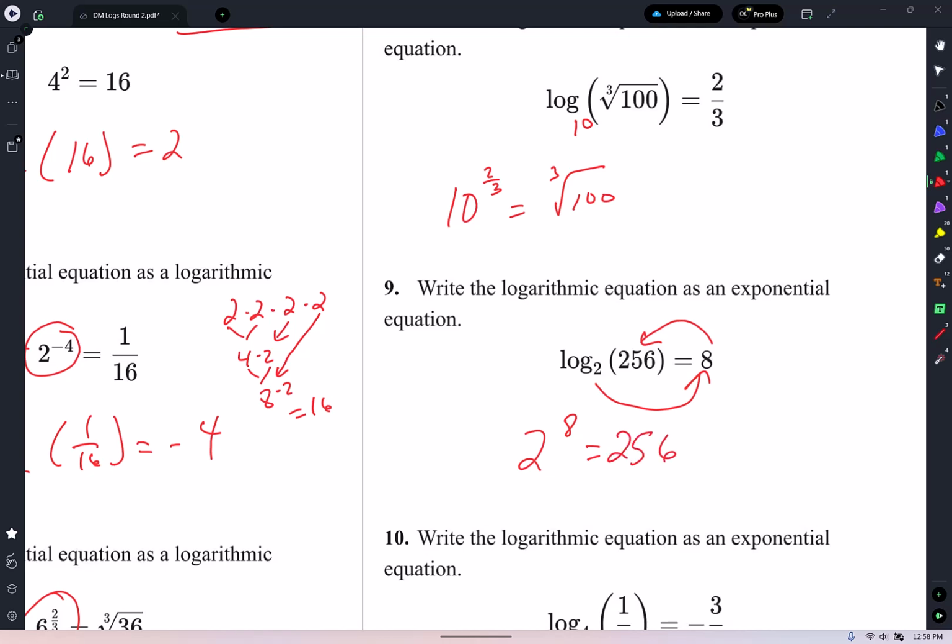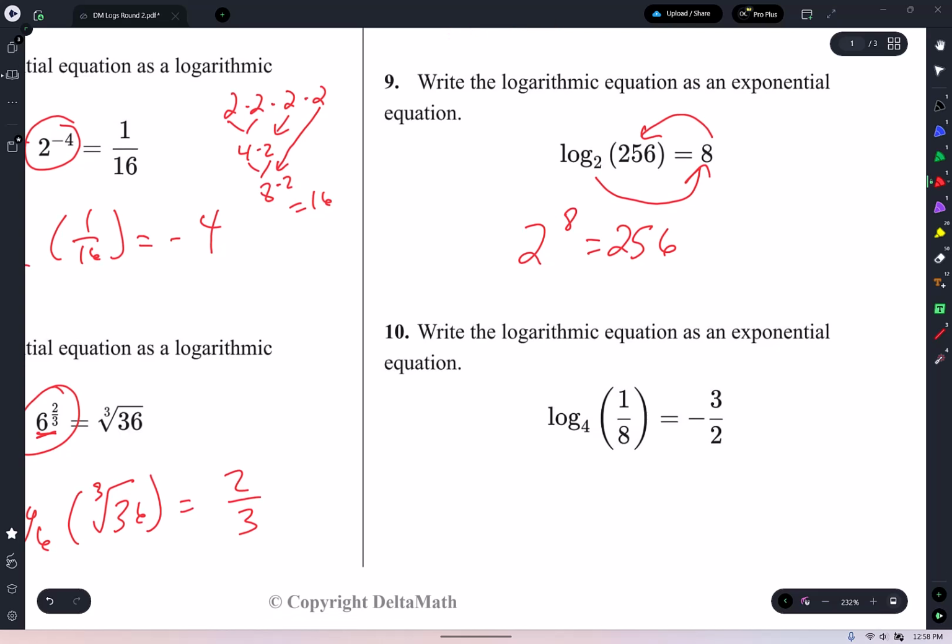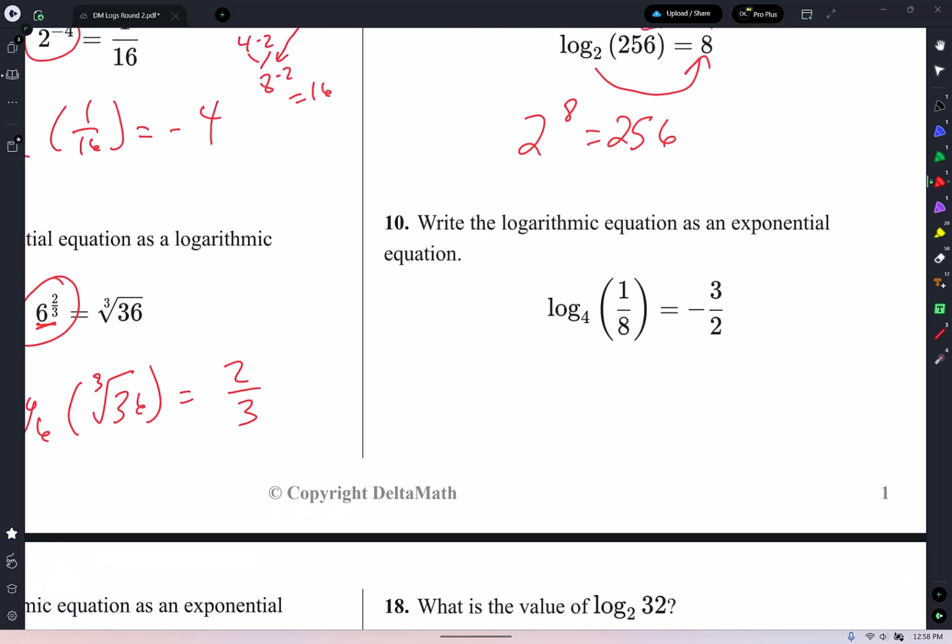See? That's it. What do you think? Okay, check it out. 4 to the negative 3/2 equals 1/8. Right now, they just want me to write it as an exponential. They don't tell me to simplify anything. So there it is.